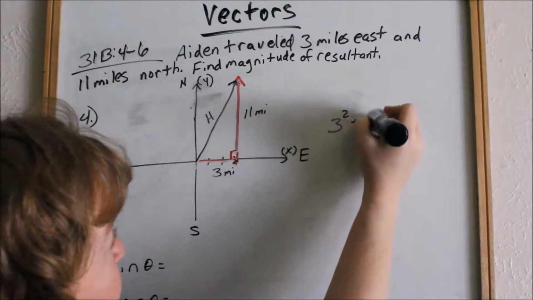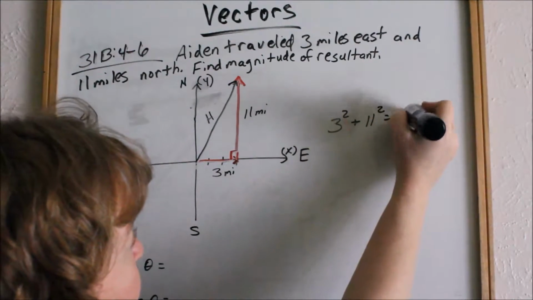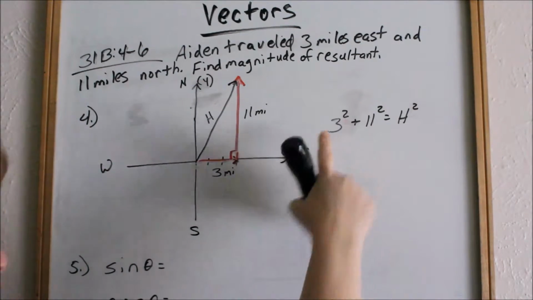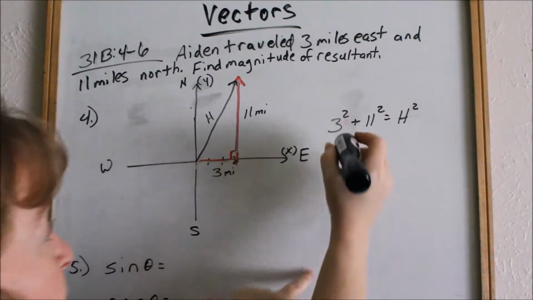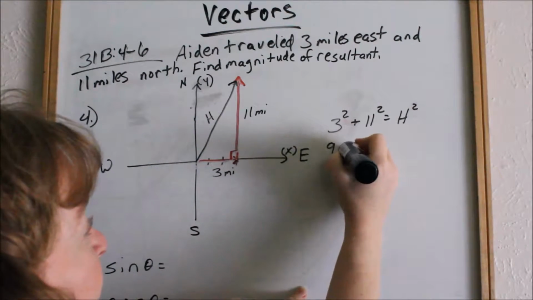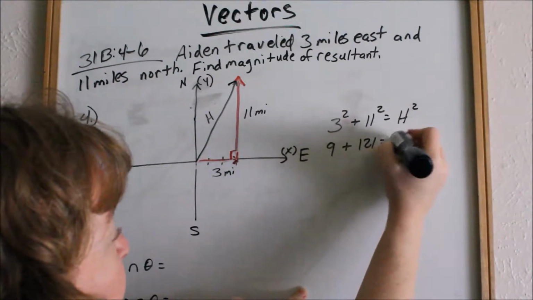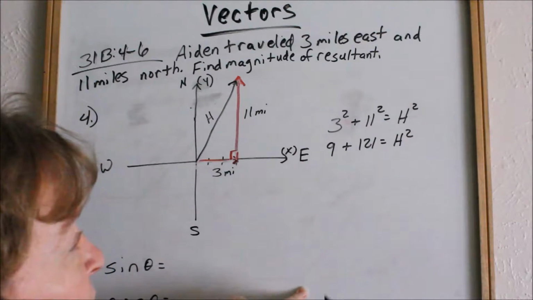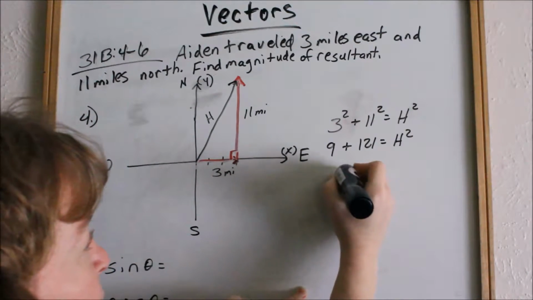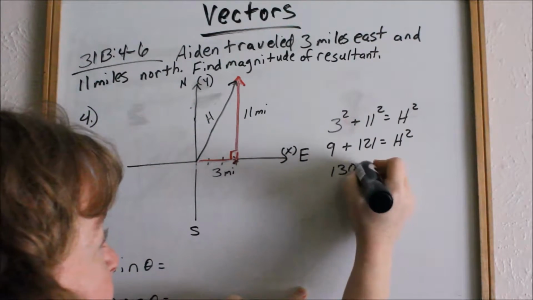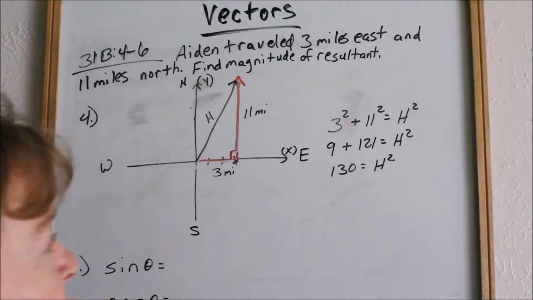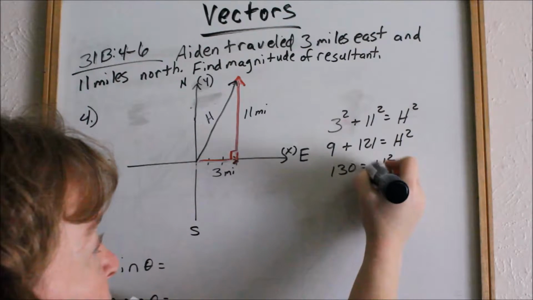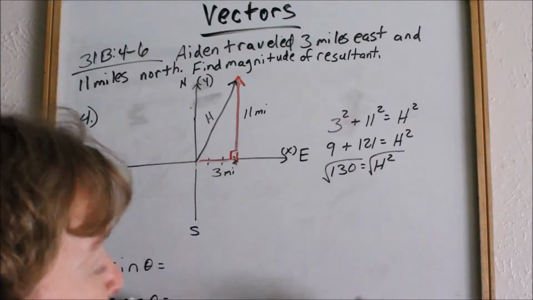So, using Pythagorean theorem, we can do 3 squared plus 11 squared equals hypotenuse squared. This is in miles. This is in miles. So our hypotenuse will end up in miles. 3 squared is 9. 11 squared is 121. That would be 130 equals h squared. And so to solve for h, take the square root of both sides.